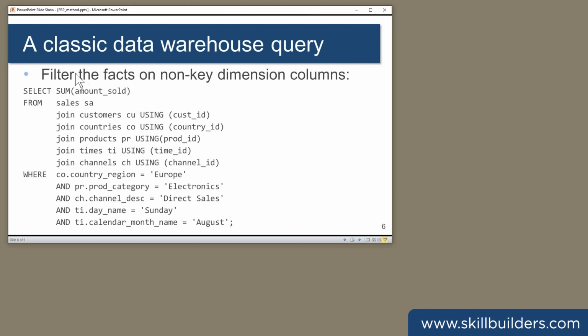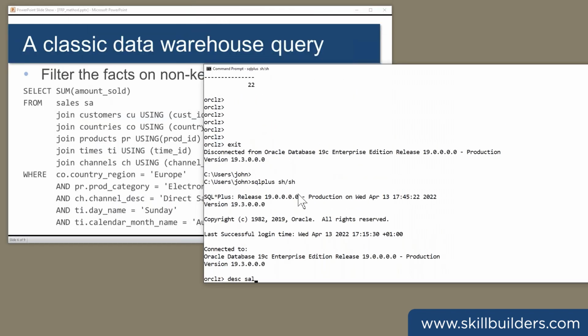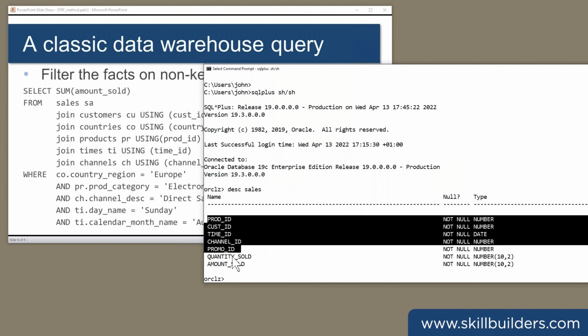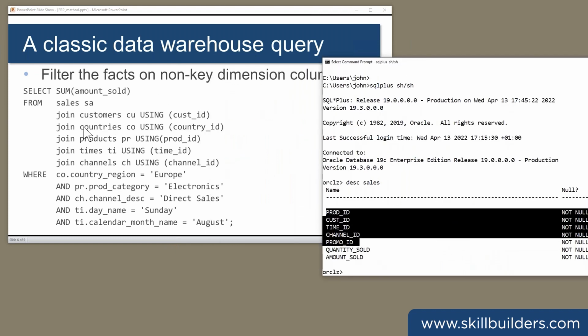So look at what I'm doing here. I'm filtering the facts on non-key columns of dimension tables. I'm going to select the sum, I'm going to sum up or project the sum of amount sold. Amount sold is a column in sales. Describe sales. There it is. That's one of the facts. That's the other fact. And then these are the foreign keys to the dimensions. So I'm going to sum up this fact from sales, joined to customers, joined to countries, joined to products, joined to times, joined to channels. And there are my join columns to navigate through the dimensions.